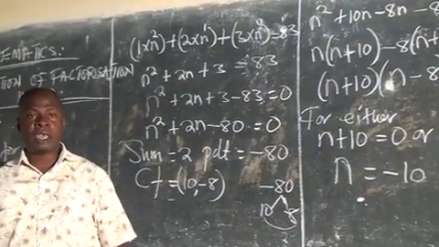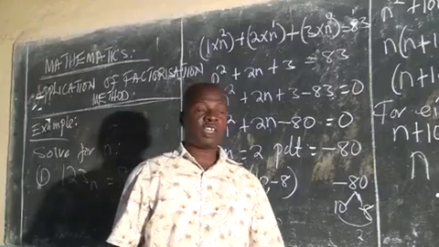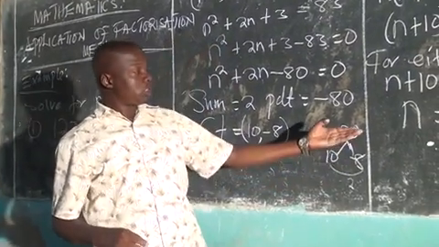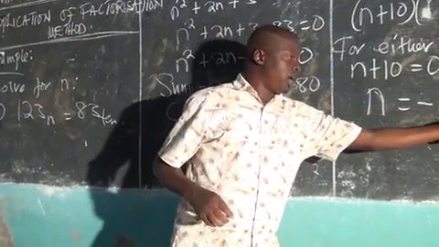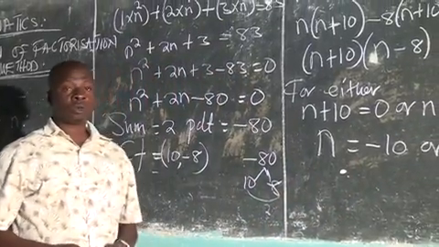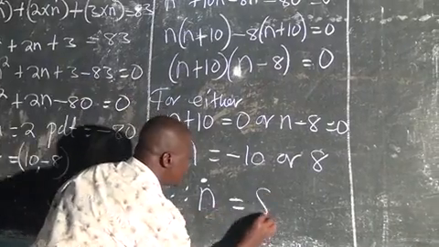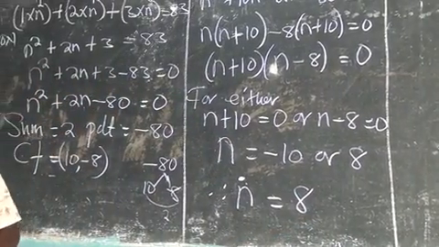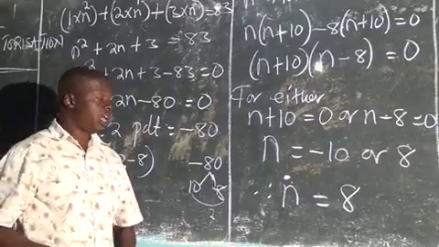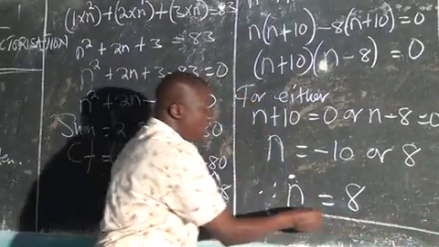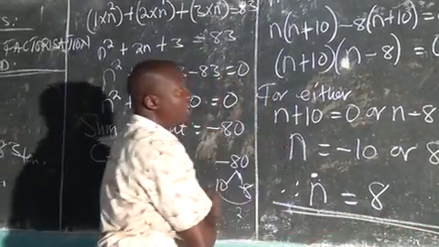We are dealing with bases. Remember, we don't have a negative base. So we should not consider negative 10 as our final answer. Let us draw a conclusion. Therefore, n equals 8. Or we can say n is base 8. So this is our value of n.